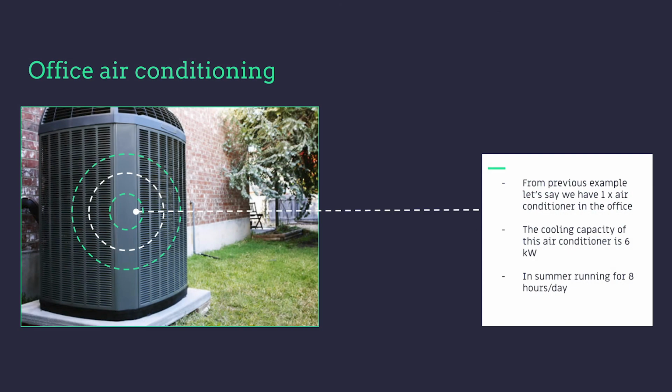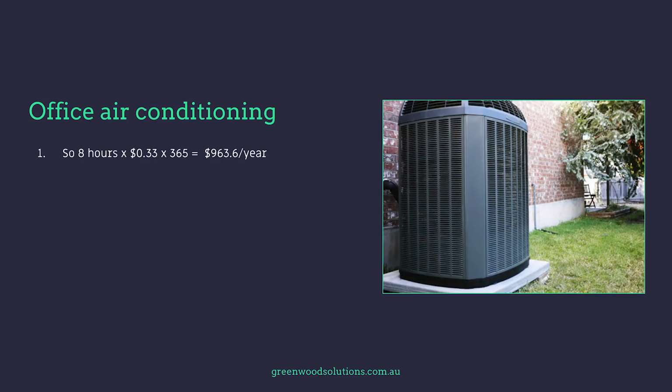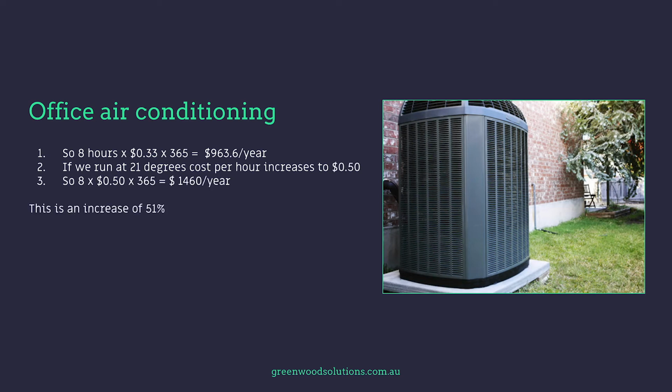From the previous example, let's say we have an air conditioner in the office. The cooling capacity of this air conditioner is 6 kilowatt, and in summer it's running for 8 hours a day. So 8 hours at 33 cents per hour times 365, that's $963 a year. If we run at 21 degrees, cost per hour increases to 50 cents. So 8 times 50 cents times 365 is $1,460 a year. This is an increase of 51%.